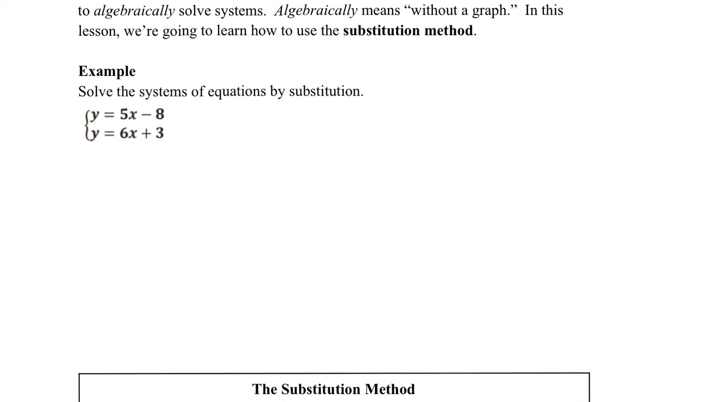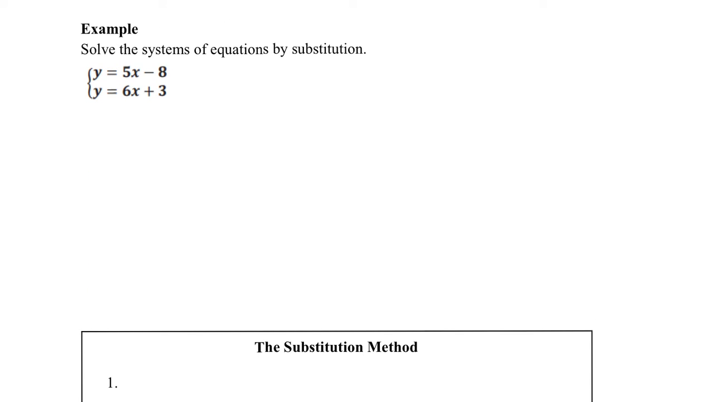We've got two methods for doing that. And the method that we're going to learn today is the substitution method. So with the substitution method, our goal is to manipulate the system of equations so that both of them are equal to the same variable.